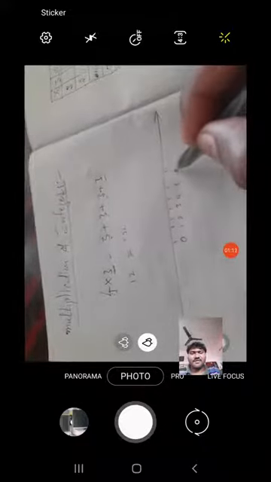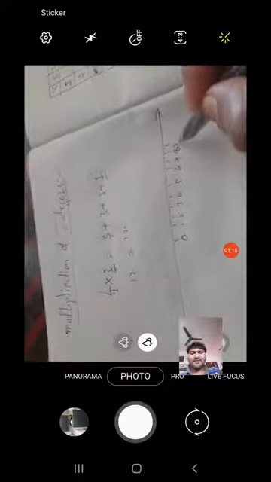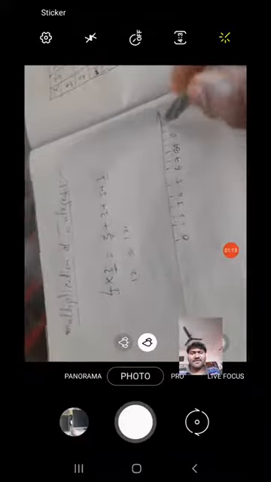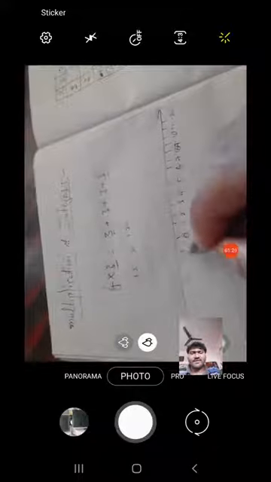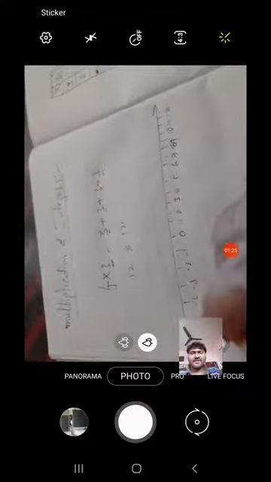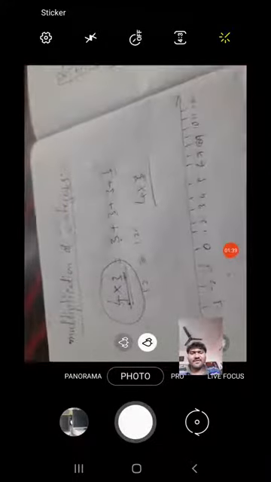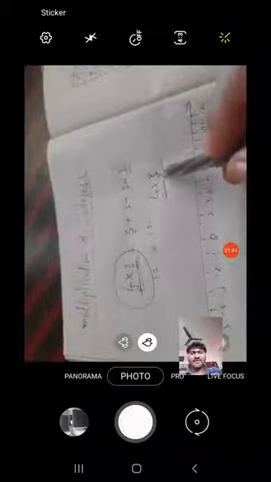we are taking positive terms to the right of 0 and we are taking the negative numbers on the left side of 0. So how can we locate 4 into 3 on the number line?